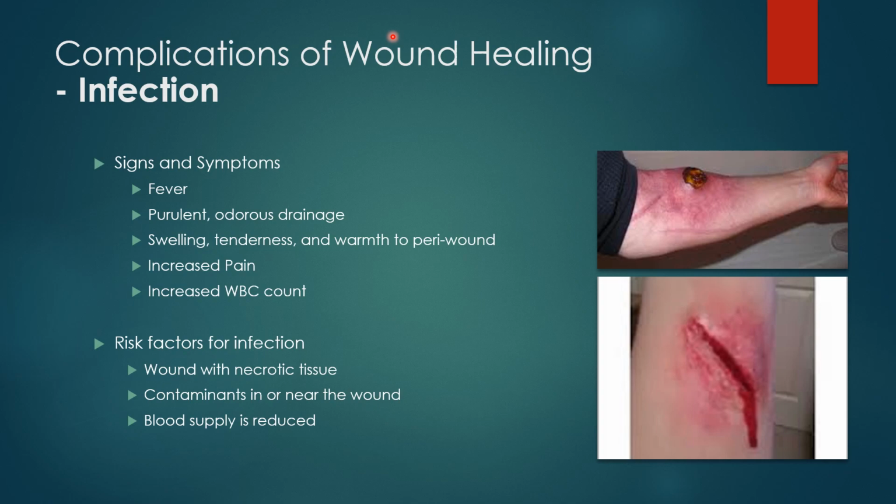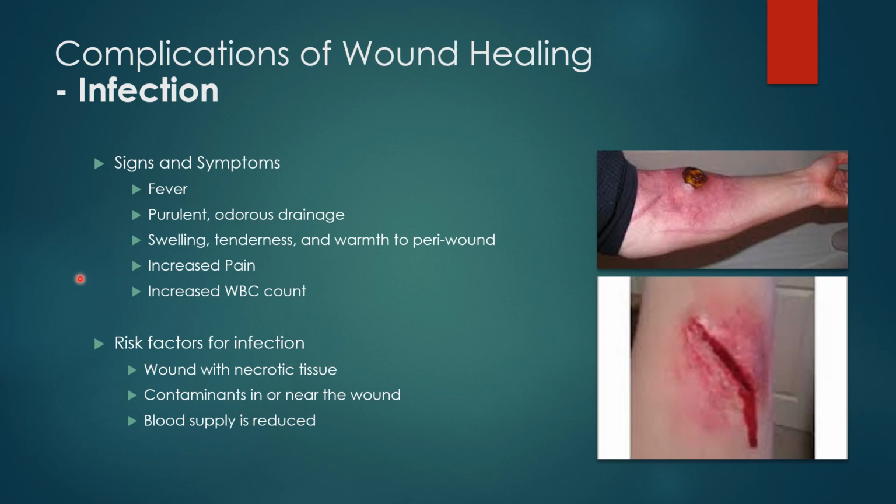Most often, dressing changes are not ordered within the first 48 hours of a surgical wound. This is to prevent the high risk of infection. As I stated, infections typically happen 48 to 72 hours after a wound has been formed, and that does include surgical wounds. Signs and symptoms: a fever, purulent, odorous drainage, swelling, tenderness, warmth to the peri-wound, increased pain, and increased white blood cell count. This is part of their CBC.